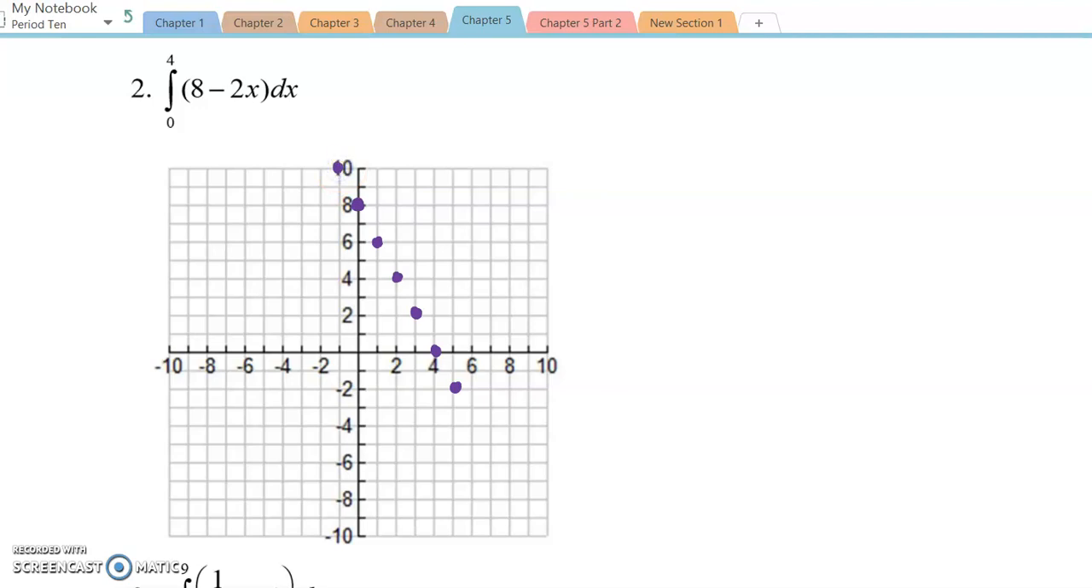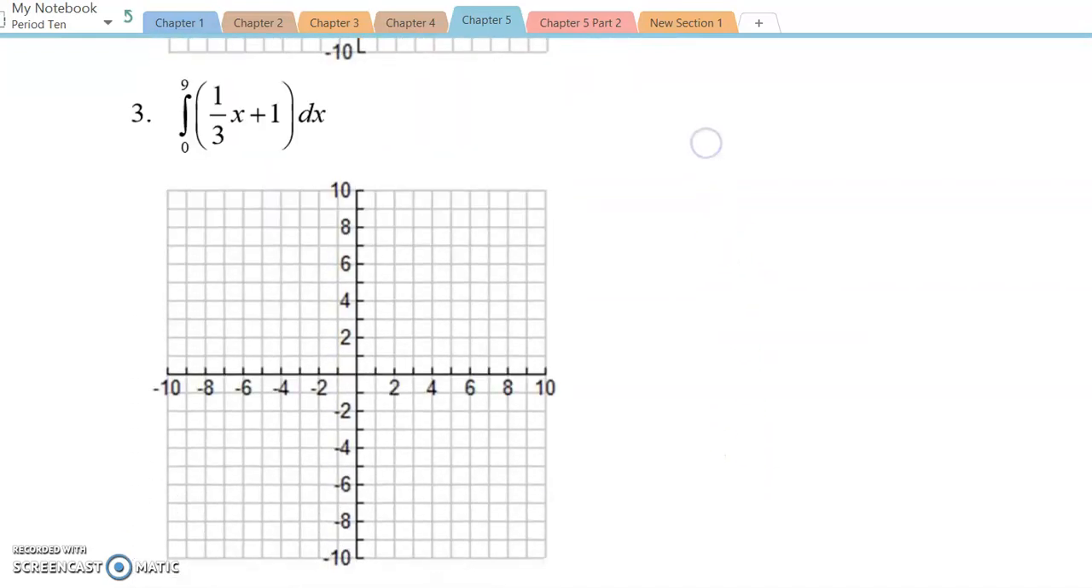And you can look right here at the bounds, and it says find the area between 0 and 4. So we don't need the full line, we just need this region right here. I see that as a right triangle, so it has a base of 4 units and a height of 8. So I use 1/2 times base times height for my right triangle, and so that area is 16.